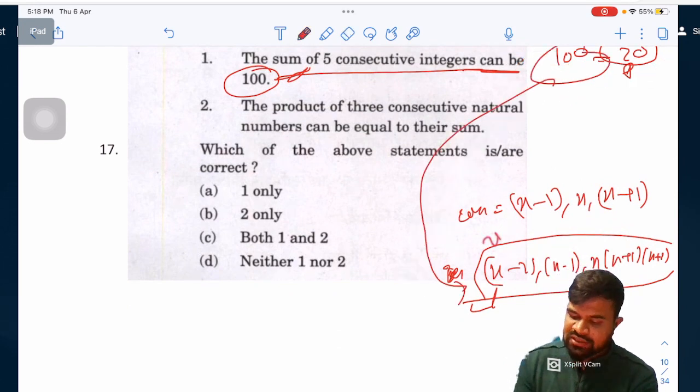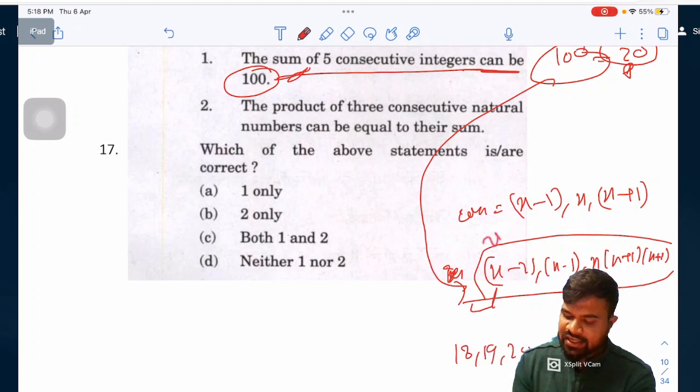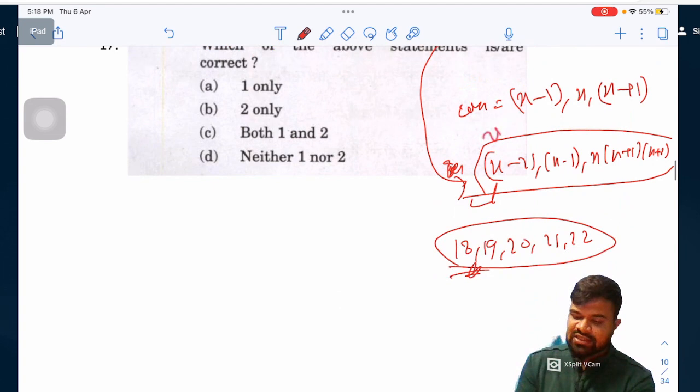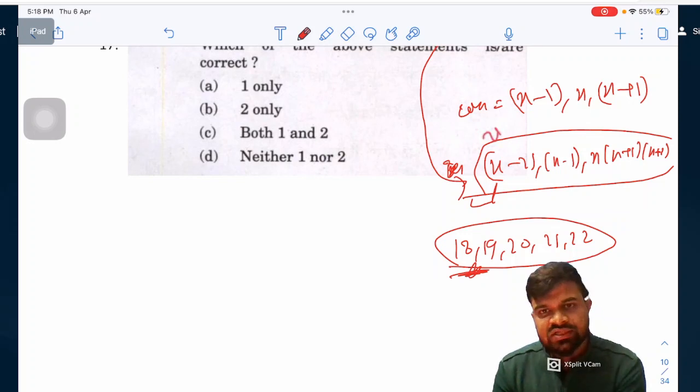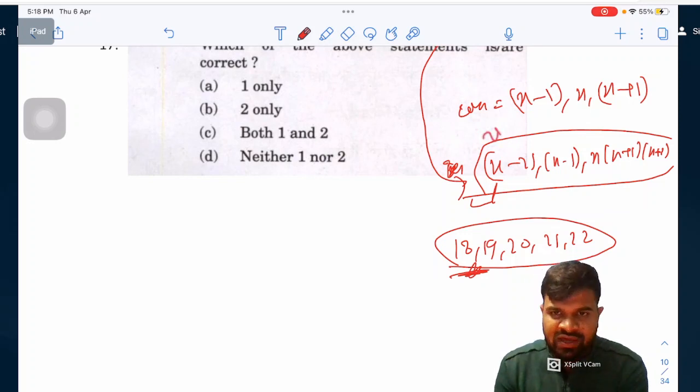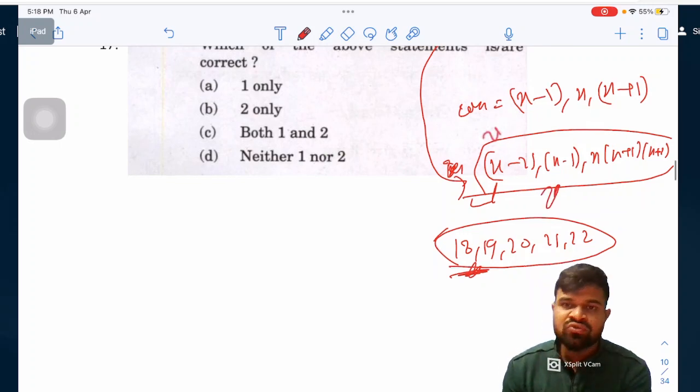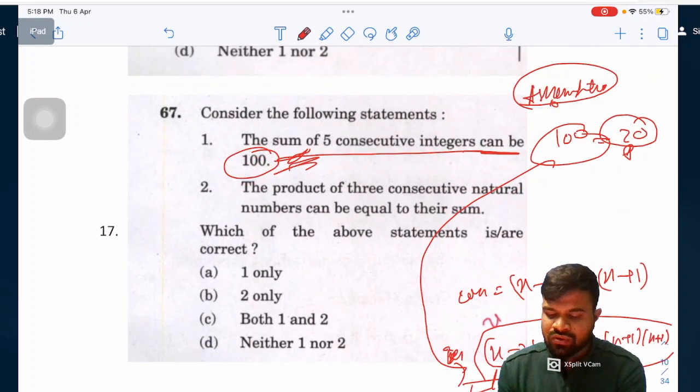Now, in this case, you will find 18, 19, 20, 21, and 22. These will be the five consecutive integers, and when you add them, you will find the sum is 100. This is how you will assume. You will just divide 100 by 5 because it is asking about five consecutive integers. And when you break them in this order and do the sum, this will be the assumption, and this will be true. The sum of five consecutive integers can be 100.